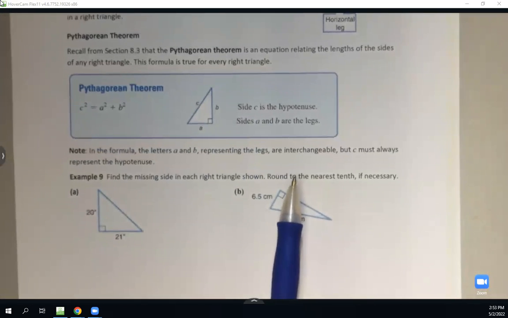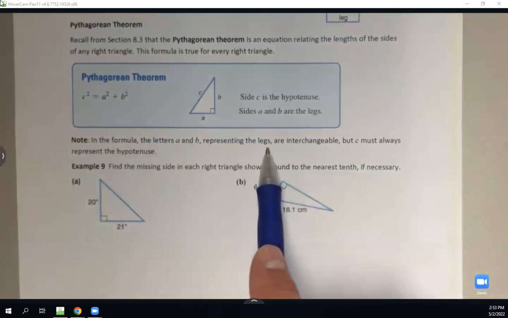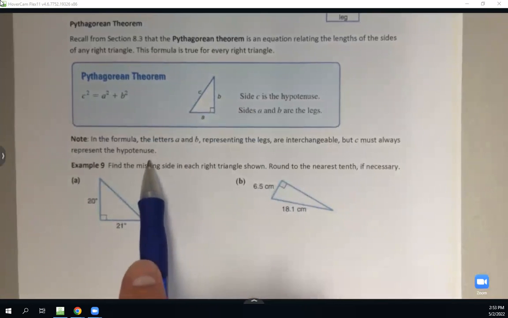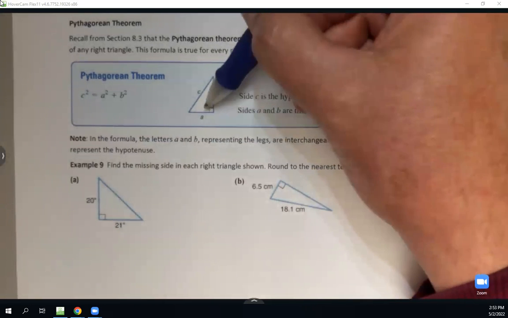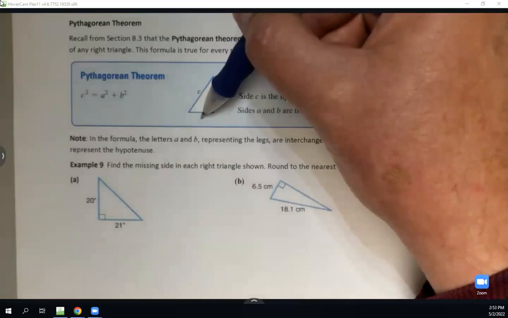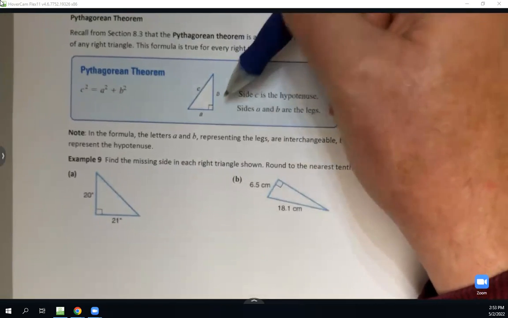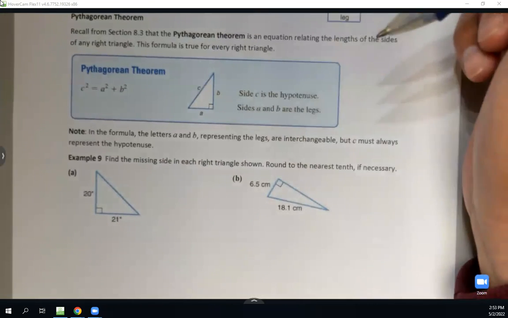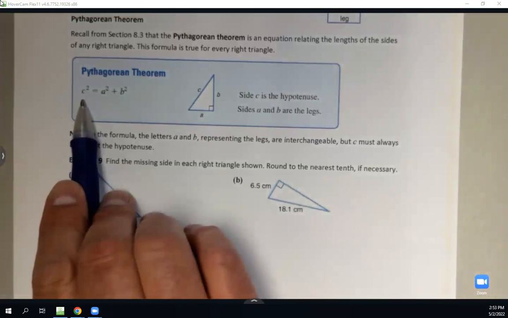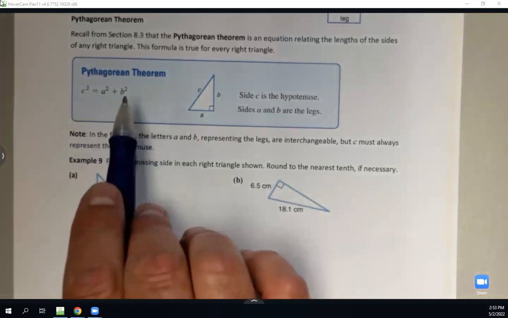Okay. Note, in the formula, the letters A and B representing the legs are interchangeable, but C must always represent the hypotenuse. Okay. So C is representing the hypotenuse. It doesn't really matter if you call this A and this B, or if you call this A and this B. You can swap those around, it doesn't matter, but C has to be the hypotenuse. In other words, it's the hypotenuse squared by itself, and the legs squared added up is the other side. Okay.